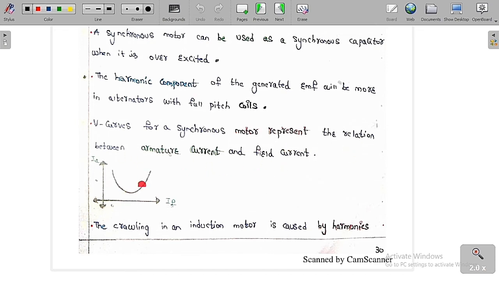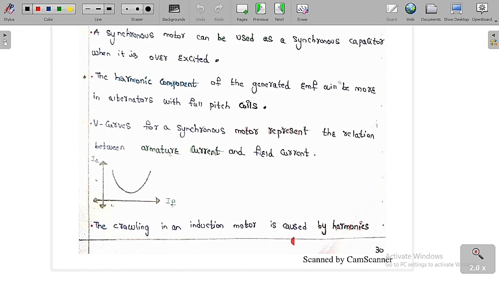The V curve for a synchronous motor represents the relation between the armature current and the field current. This is the same whether it is a synchronous motor or a synchronous generator. The V curve is the graph between the armature current and the field current. This is the point that you always have to remember. I is called the armature current and If is called the field current.